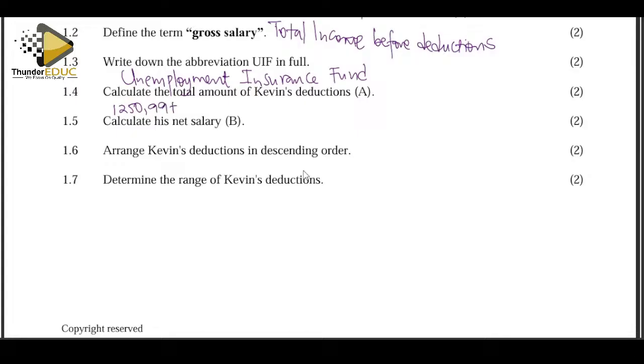Okay, so it becomes 1,250.99 plus 165 plus 985 rands 90 cents plus 450 plus 50 rands, and this gave us the answer as 2,901 rand 89 cents.